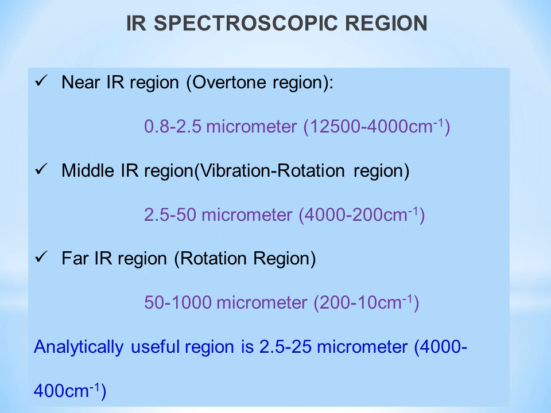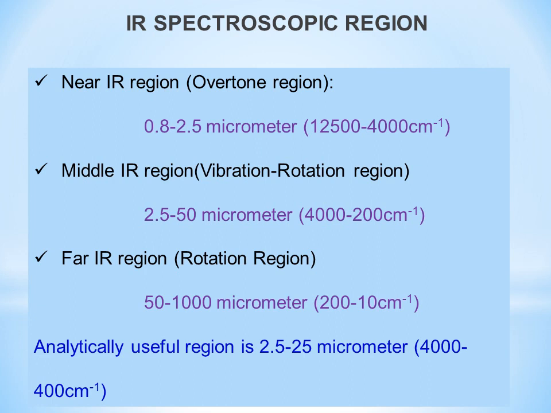The near IR region is also called the overtone region. For this region, the wavelength starts from 0.8 to 2.5 micrometer, that is 12,500 to 4,000 centimeter inverse. For the middle IR region, the wavelength range is 2.5 to 50 micrometer, that means 4,000 to 200 centimeter inverse, and this region is called the vibration rotation region.